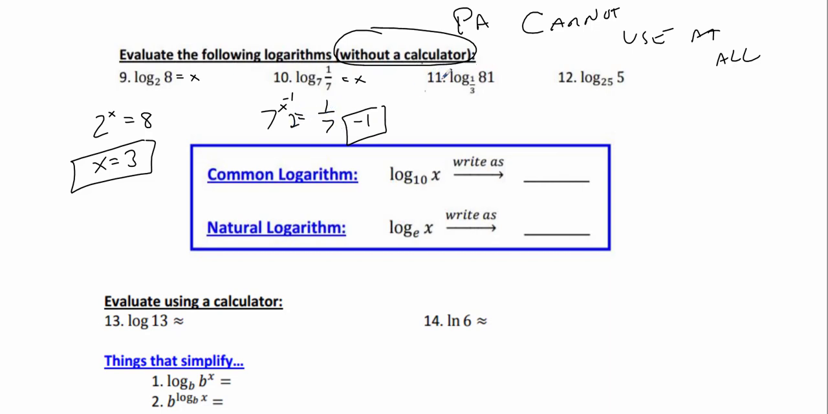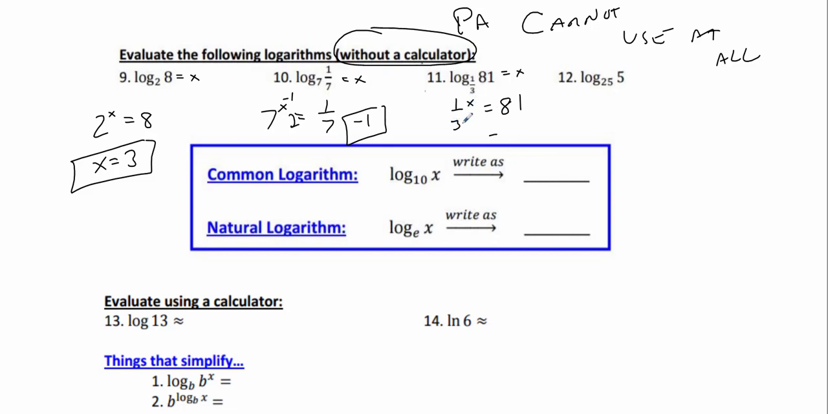Okay, I want you to do 11 and 12, hit pause, and then hit play. Number 11, I want to, again, find out what the x is there. So it's 1/3 to the x power equals 81. Well, now I have a fraction, and I need to get to a whole number. So this x we know has to be negative. I don't know what the number is yet, but I'll figure it out here.